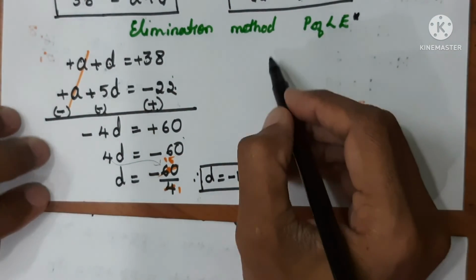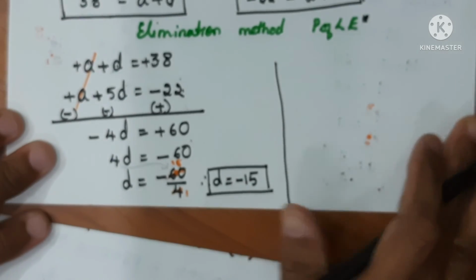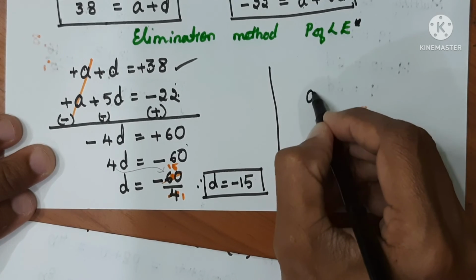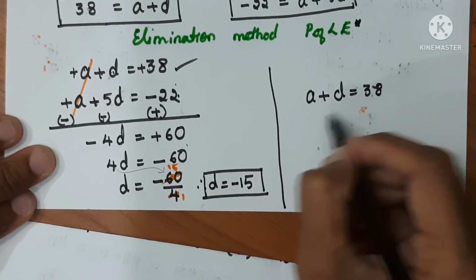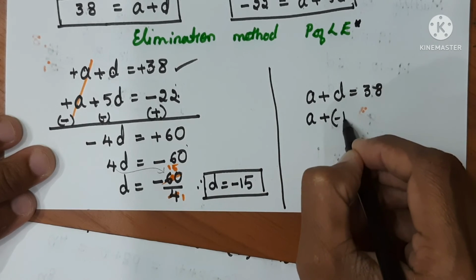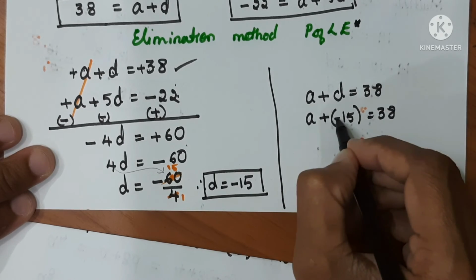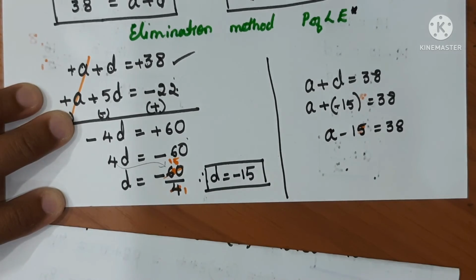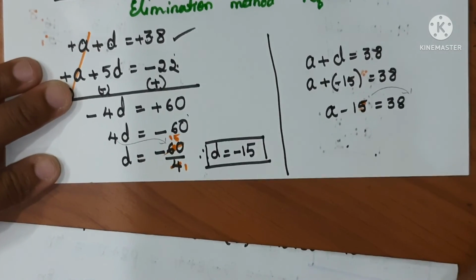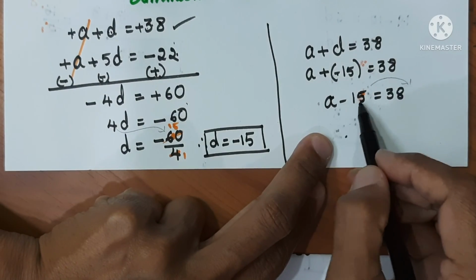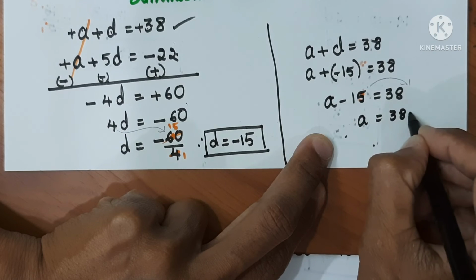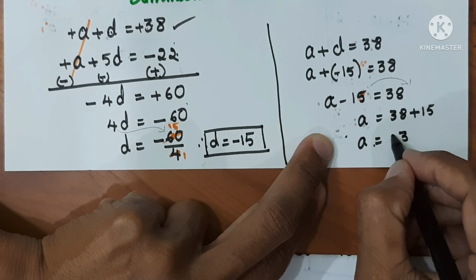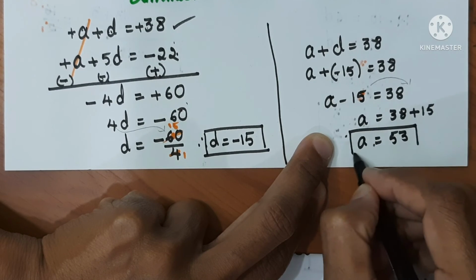Now let us find the first term using the value of d. Now I'll take the first equation to get the value of a. First term, a plus d equal to 38. A plus the value of d is minus 15 equal to 38. Plus into minus is minus. A minus 15 equal to 38. Now take minus 15 to the RHS. It becomes plus 15 because there are two terms. It is binomial. A equal to 38 plus 15. 38 plus 15 is 8 plus 5 is 13. 3 plus 1 plus 1 is 5. 53. We get the first term as 53.